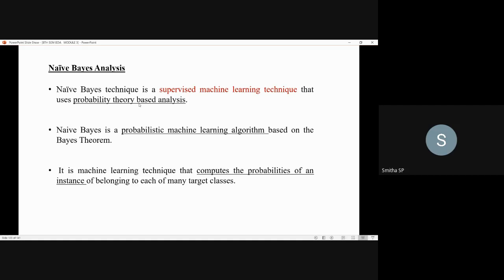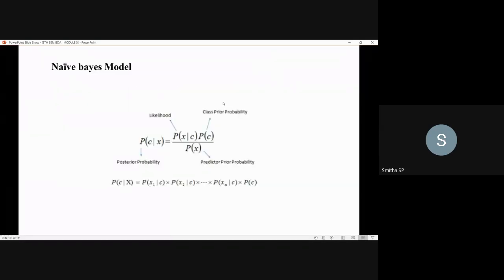So it is a machine learning technique, as I said, which computes the probabilities of an instance belonging to each of the many target classes, given the prior probabilities of classification using the individual factors. So your prior probabilities will be given for the classification using individual factors. Based on that, by using the machine learning technique, you will compute the probabilities of an instance in naive Bayes analysis.